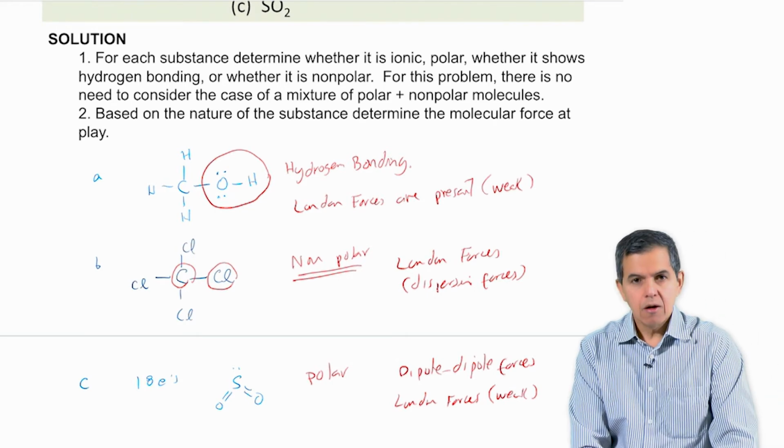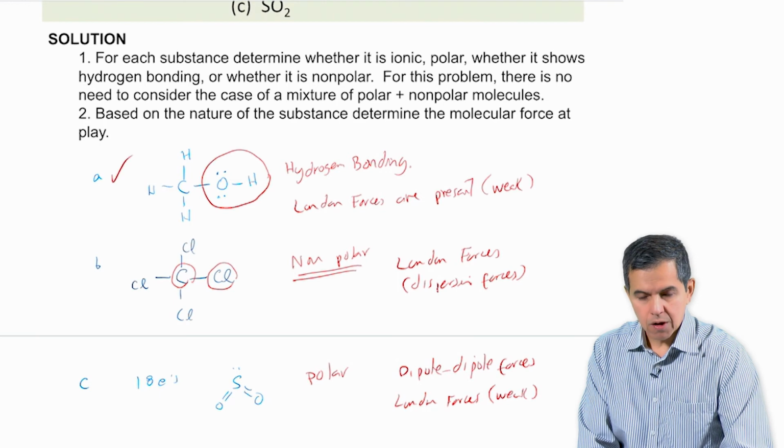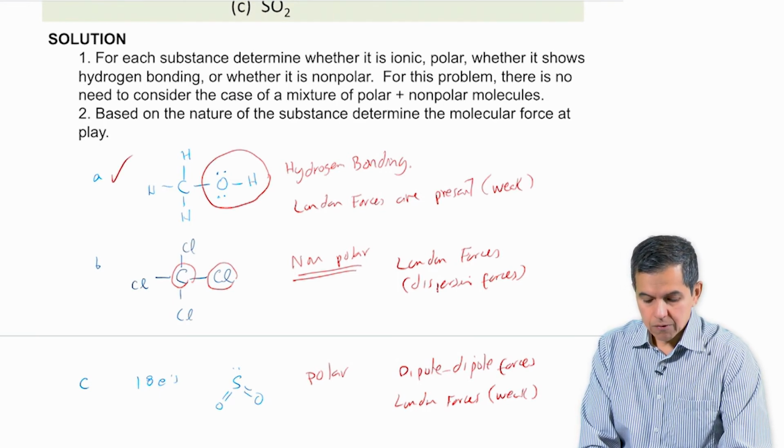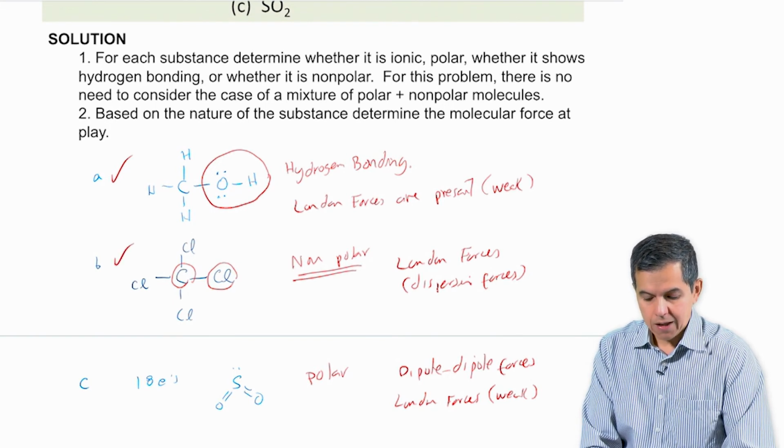So in summary then, we can see here an example in which we have hydrogen bonding when there is an OH group, London forces when the molecule is nonpolar, and dipole-dipole forces when the molecule is polar.